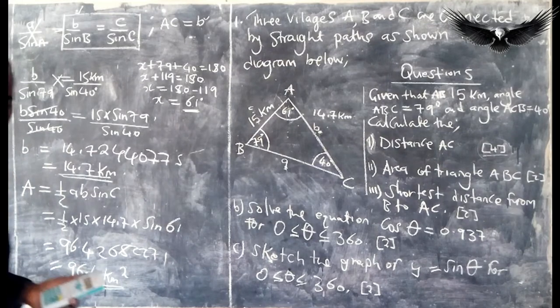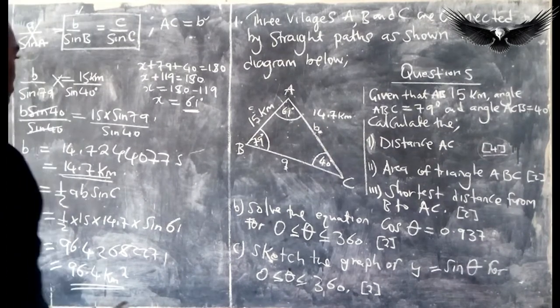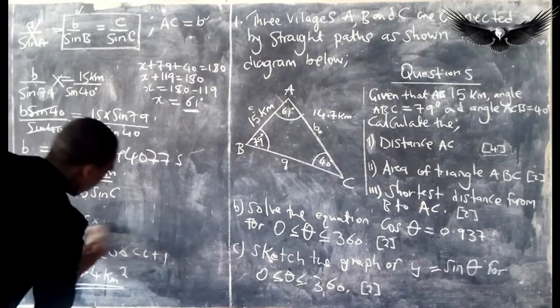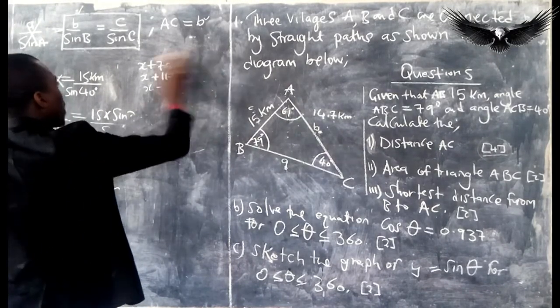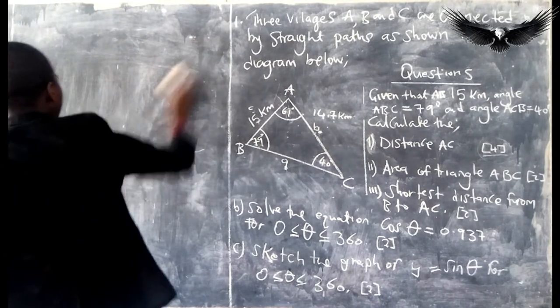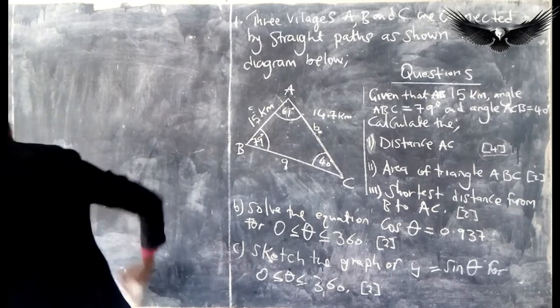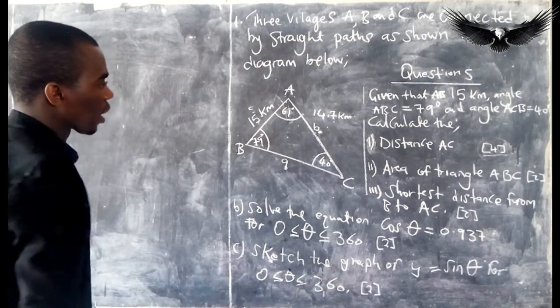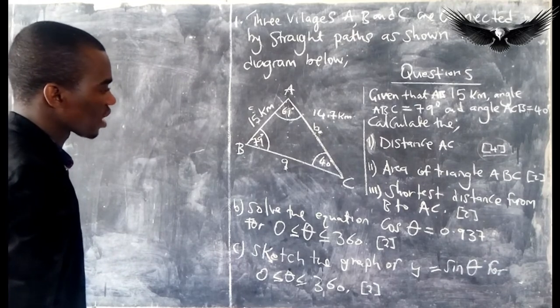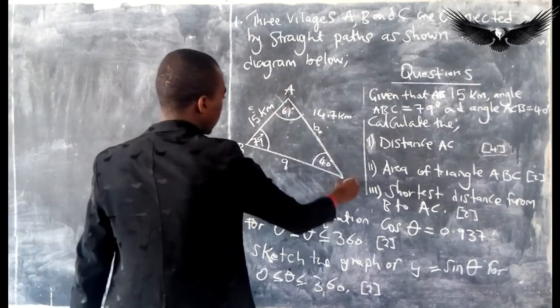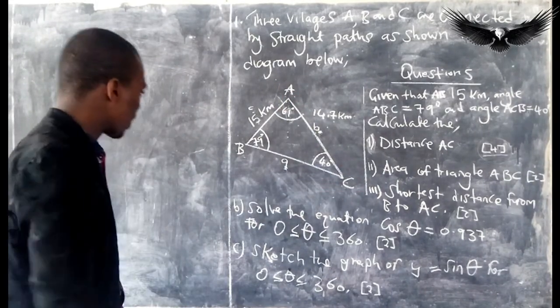Alright, let me just clear the board to create some space for other questions. Okay, so the other question reads, calculate the shortest distance from B to AC. So from B to AC. Now, shortest distance is this distance.